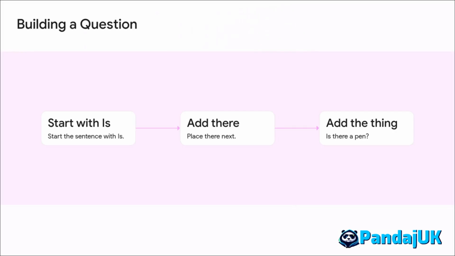Now, what's really interesting here is how simple it is to build a question. You literally just follow 3 steps. Step 1, start with the word is. Step 2, add the word there. And step 3, add the thing. Notice how the first 2 words simply switch places. Is there a pen on the table?